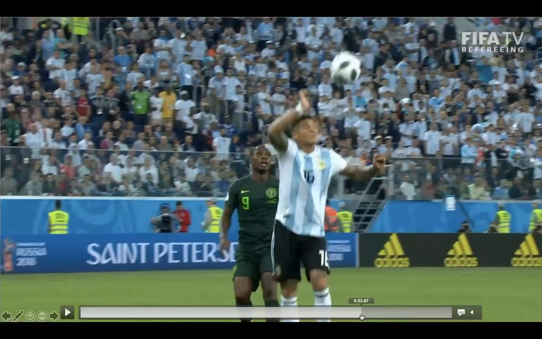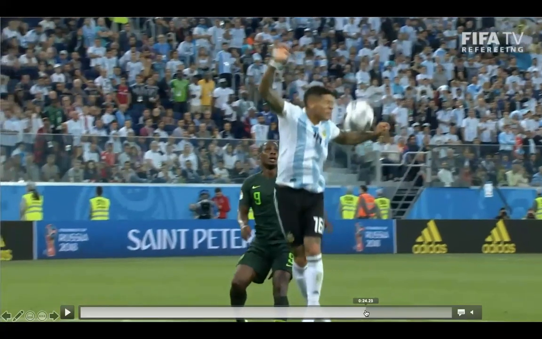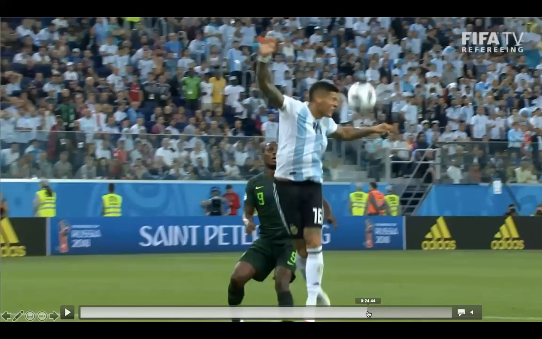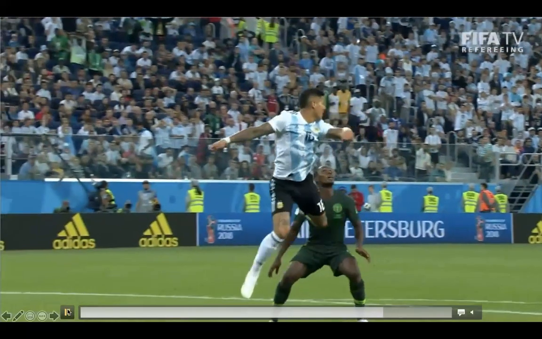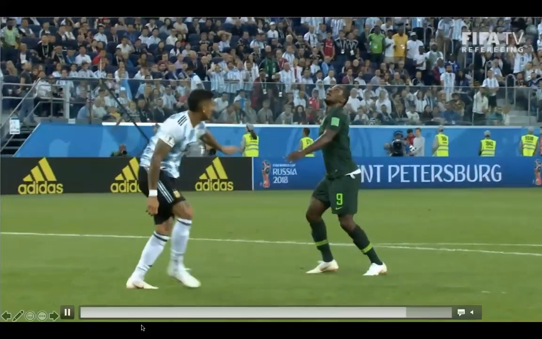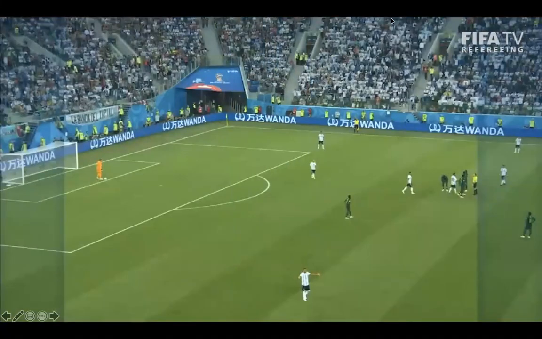Again, as you can see, it scrapes off his head and then goes down and hits the extended arm, which is away from the body, above the shoulder. We do not want to call those a handball. That is not a deliberate action. It's not something he attempted to do. We do not want to punish a player for an action like that.